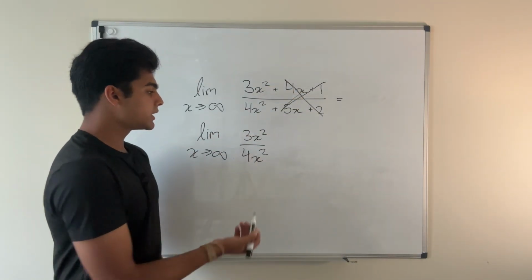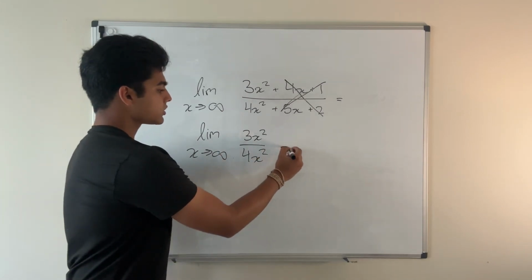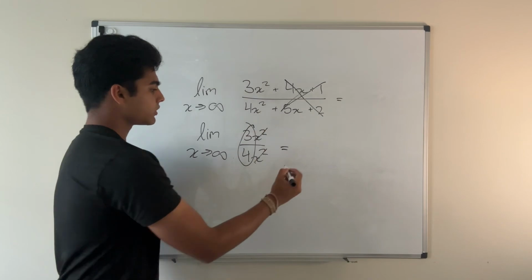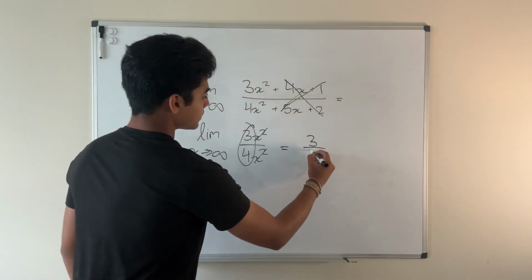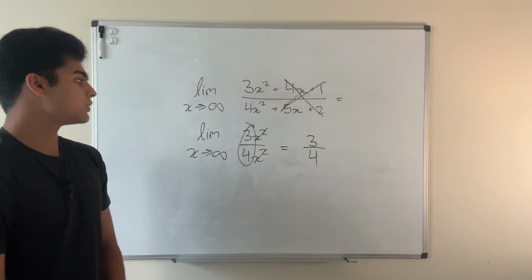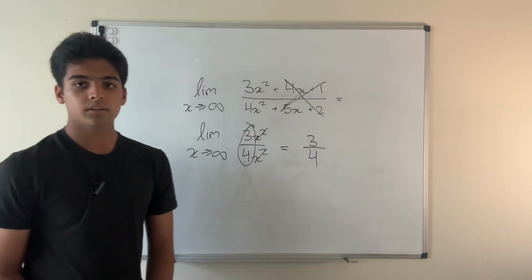So this becomes pretty easy now, because we can just cross out this x squared and this x squared, and then we'll just be left with 3/4. So this is just going to be 3/4. So that's basically how you do limits at infinity. Let me do one more example.